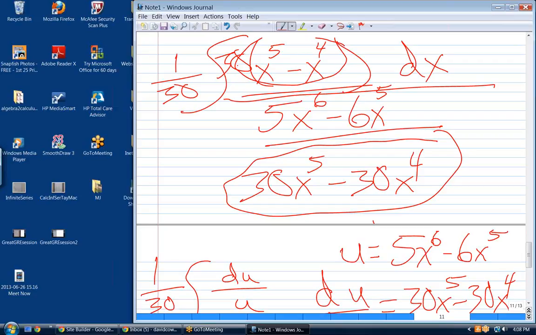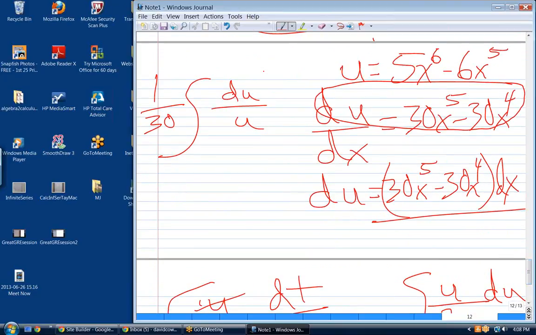Now I have in the numerator 30 times x to the 5th minus x to the 4th dx. Well, that whole thing is equal to du right there. So I just substitute du for it. And then the bottom is u. So I end up with an integral that's this, which is very easy to do. What's the integral of 1 over u? That's the same as natural log of u.